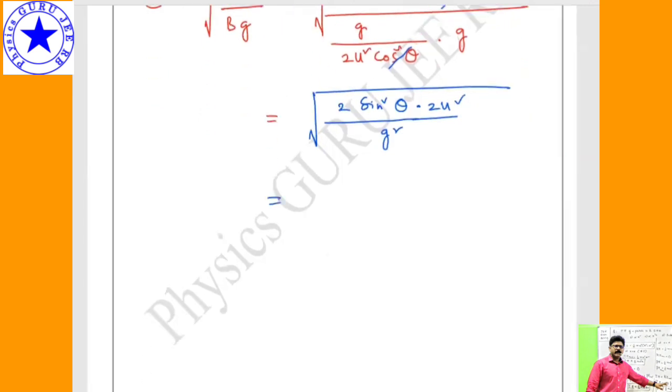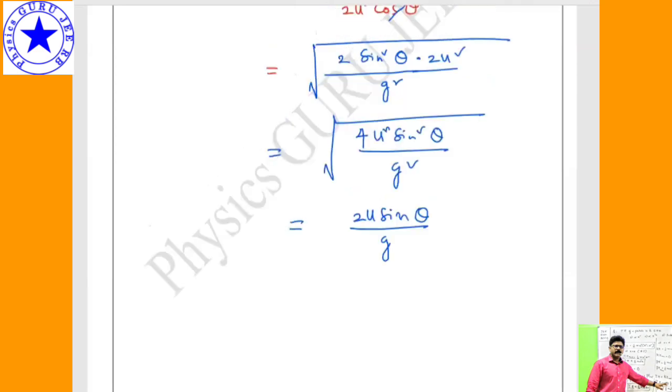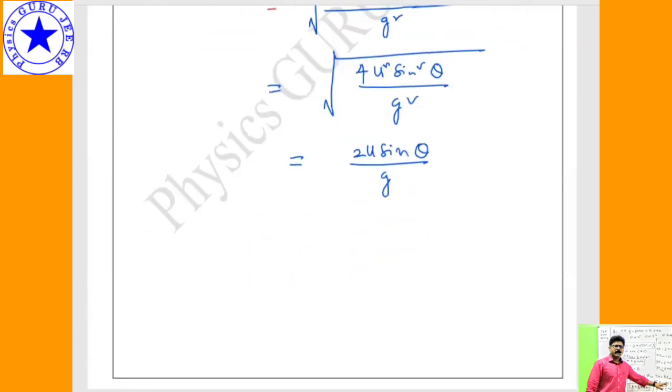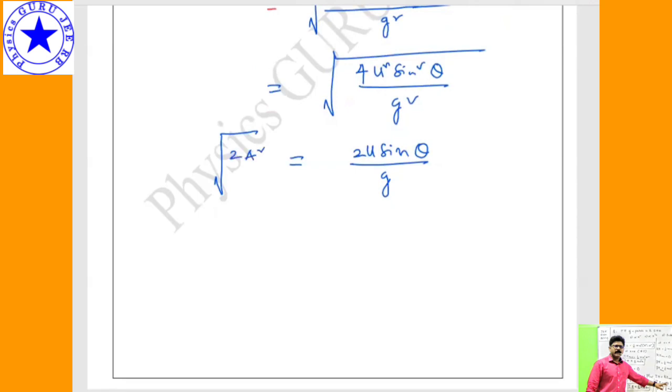Now this can be written as under root of 4 u square sine square theta divided by g square. Is it tough? No. Take it out from the root. What I'll get is 2 u sine theta divided by g. That's all. This is nothing but what I'm getting, under root of 2a square divided by b into g, which equals time of flight.